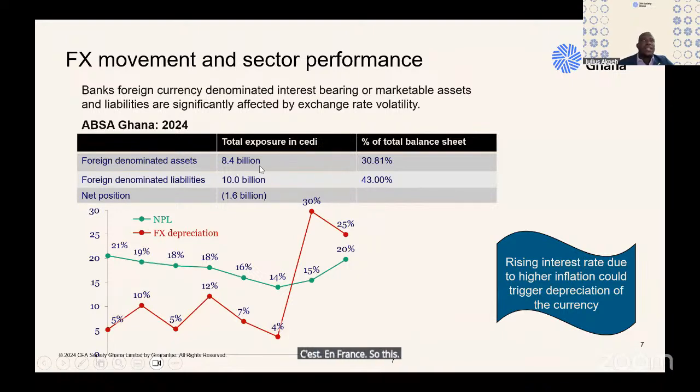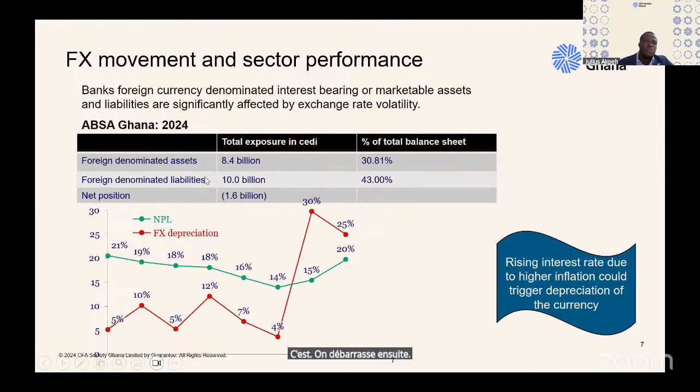It includes other assets like cash and cash equivalents and all that. And they are in multiple currencies, not just USD. So multiple currencies, and they are translated at the end of the period. And so that stood at 8.4 billion in CD10. When you compare that to the total assets on the balance sheet, that's about 30.81% of the balance sheet, of the assets on the balance sheet of ABSA.